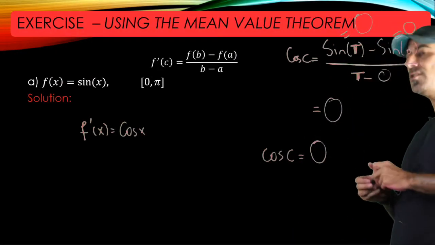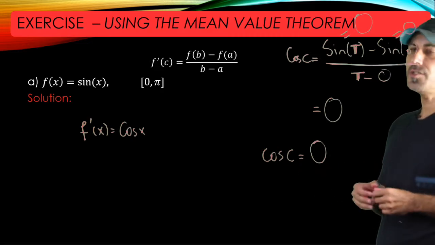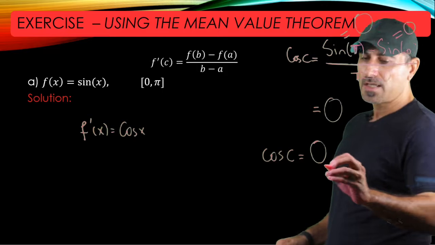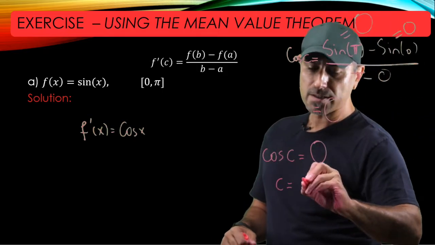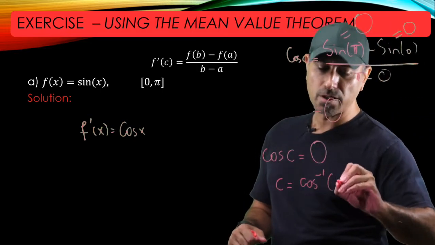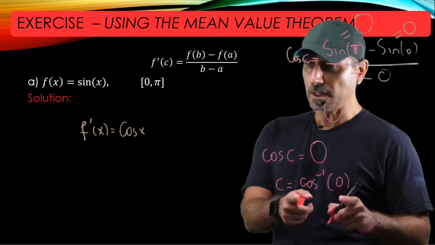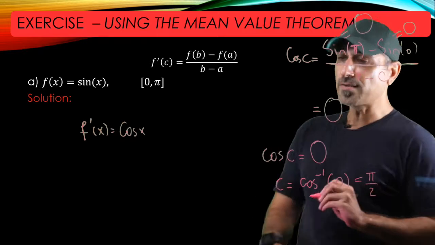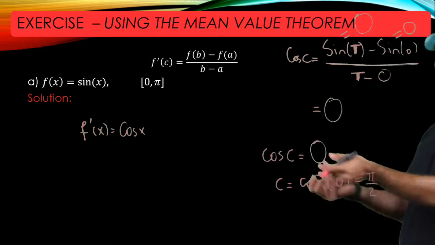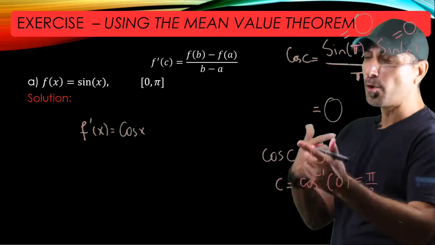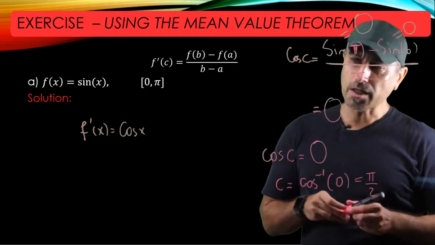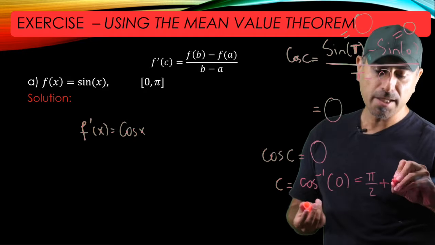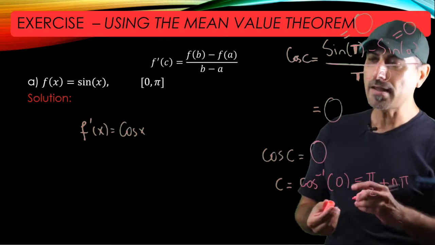All right, for this purpose, you can use the unit circle, or you can use your calculator. When you use your calculator, you need to be cautious, because here c is cosine inverse of 0. And if you punch this into your calculator, there's going to be only one value popping out of this. But we have more c values for which cosine is 0. And how do you find them? You just add integer multiples of pi to pi over 2.